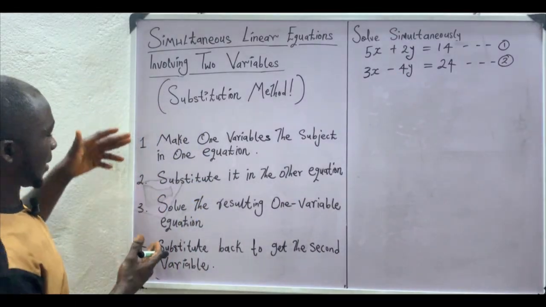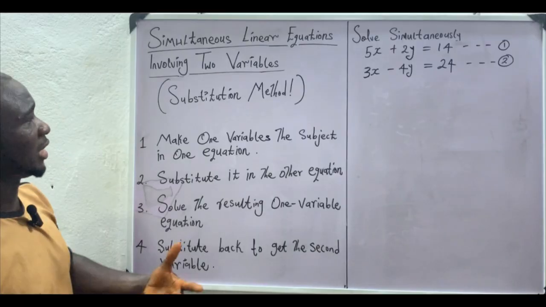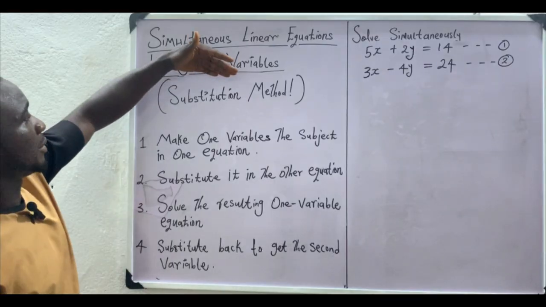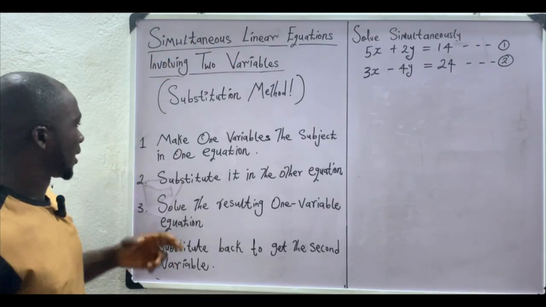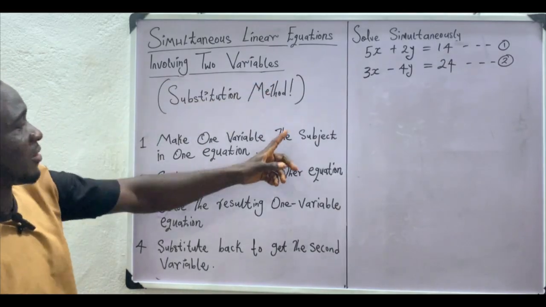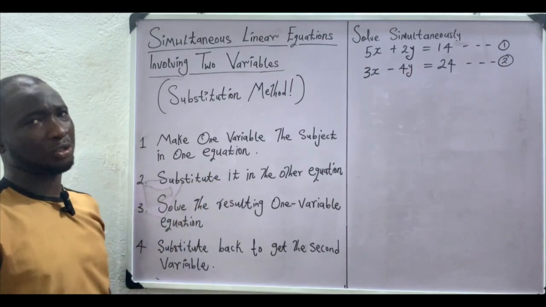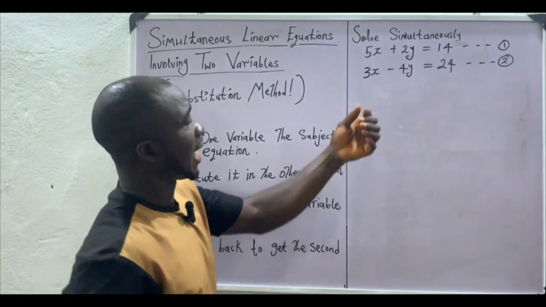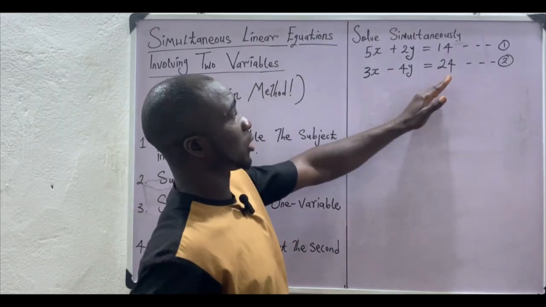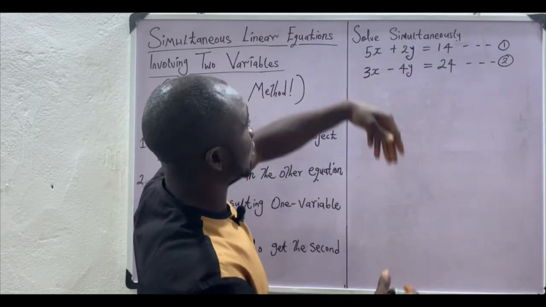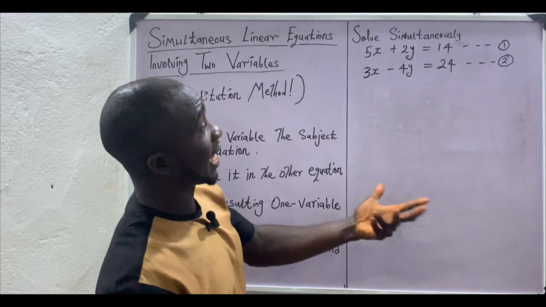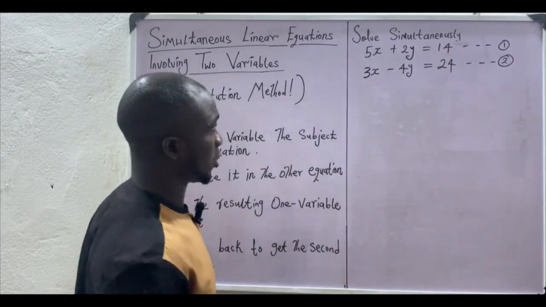Now, I have itemized 5 major steps that you need to take whenever you wish to solve a given simultaneous linear equation by way of substitution. The first step you need to take is to make one variable the subject in one equation. So what this means is I have to choose to make one of the variables in either equation 1 or equation 2 the subject. So I can decide to make x the subject in equation 1, or I can also decide to make y the subject in equation 1.